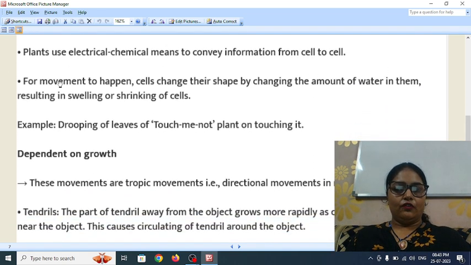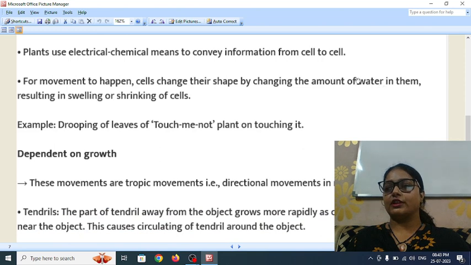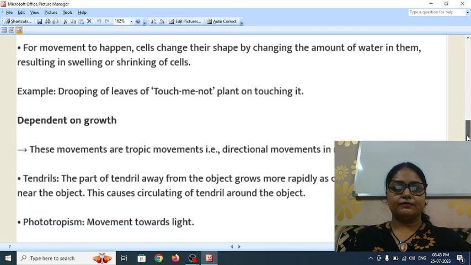A plant uses electrical and chemical means to convey the information from cell to cell. For the movement to happen, the cell changes its shape by changing the amount of water in it, resulting in swelling and shrinking of the cell. Now, the dropping of the leaves of the touch-me-not is an example of independent growth.